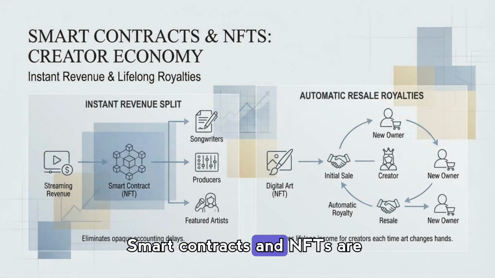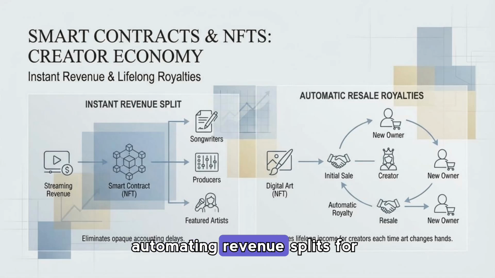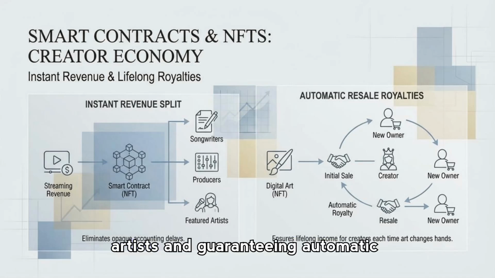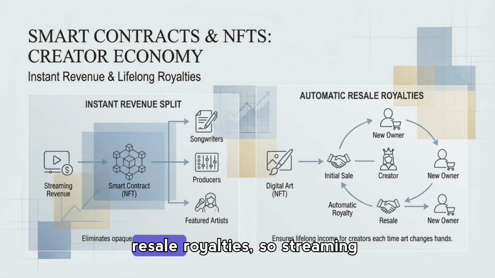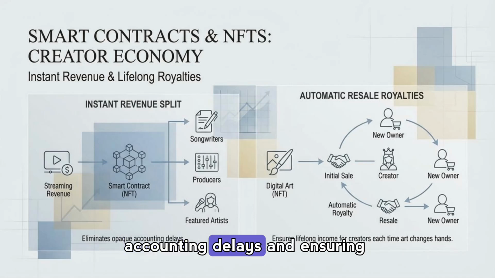Smart contracts and NFTs are reshaping the creator economy by automating revenue splits for songwriters, producers, and featured artists, and guaranteeing automatic resale royalties, so streaming revenue and digital art sales are distributed instantly and transparently, eliminating opaque accounting delays and ensuring creators receive lifelong income when work changes hands.